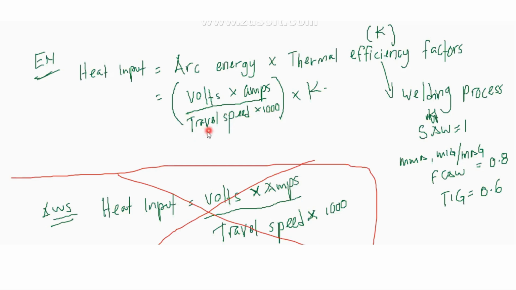So how to get travel speed? Travel speed we get from distance, which is in millimeter, divided by the time, which is in second. So that's how we got travel speed. Distance divided by time. Yeah? Okay.